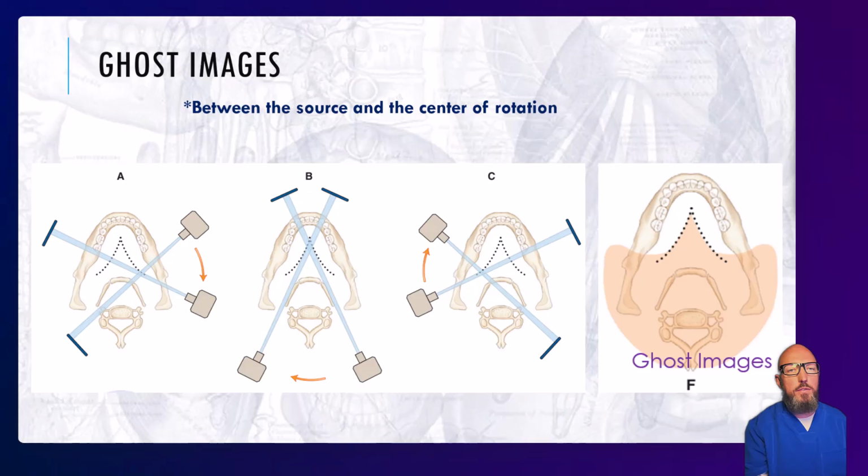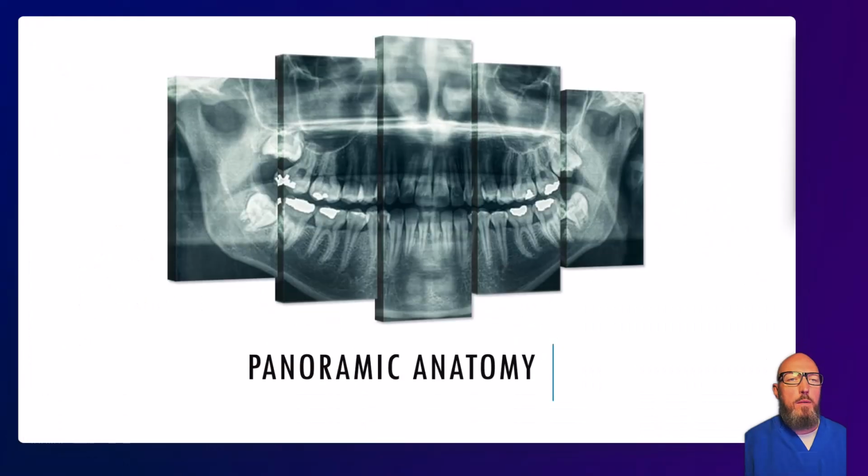Common ghosts that you'll see all the time are the opposing mandibular ramus, the spine, the hyoid bone, metal objects like earrings. Hopefully those are all taken out when you take a panoramic radiograph. But anything that can be in this area right here in the orange is what creates ghost images.